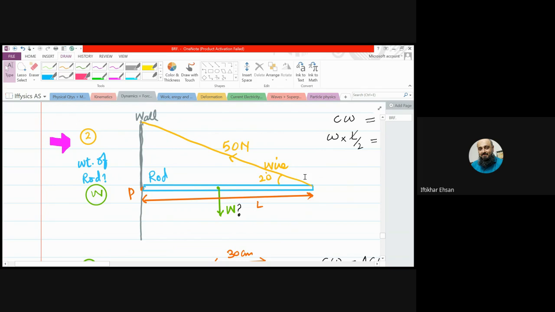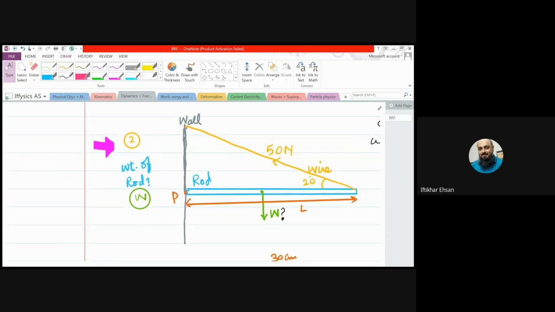There is a wire which is connected to this point of the wall and to the right end of the rod, and is stretching. The force applied by a rod or wire or a thread or a string is called tension. Stretching force, that is 15 Newton acting at 20 degrees with the rod. The length of the rod is L. What will be the weight of the rod? I'm waiting for you to answer.